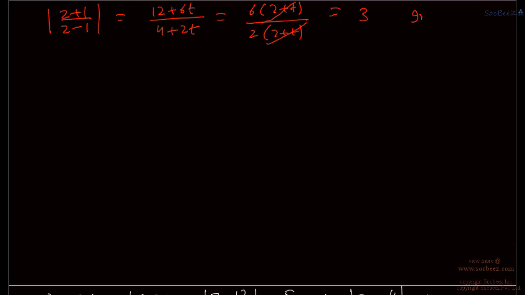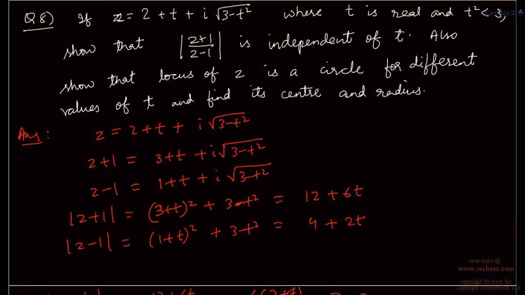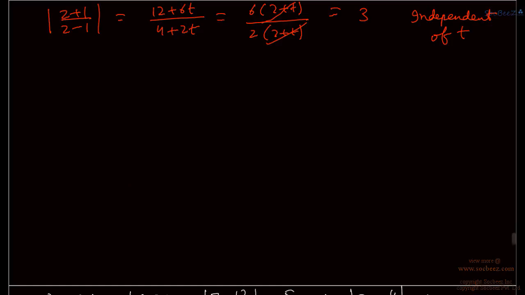So we show that this is independent of t, right? The next part is show that the locus of z is a circle for different values of t and find its center and radius. Okay. Now again, we try to manipulate z here. And how do we do that? Now this actually will come only with practice. Solve more and more questions, and you'll see how you're supposed to do it for a specific question.